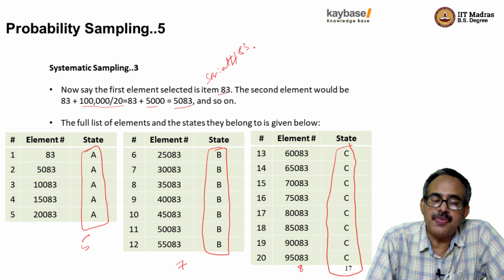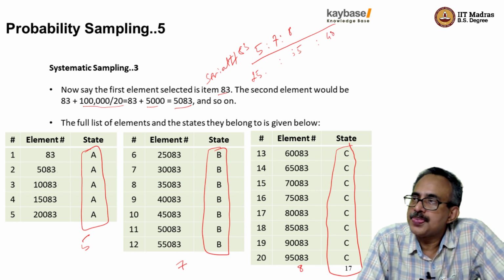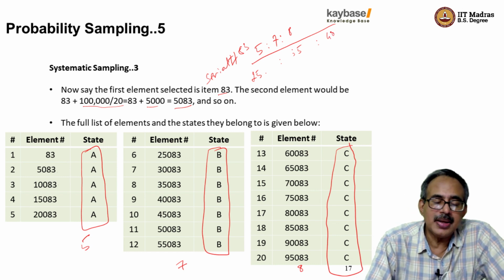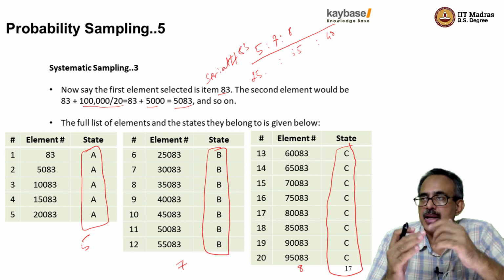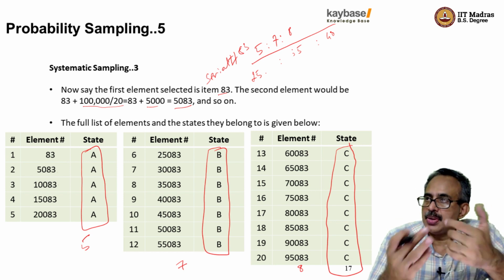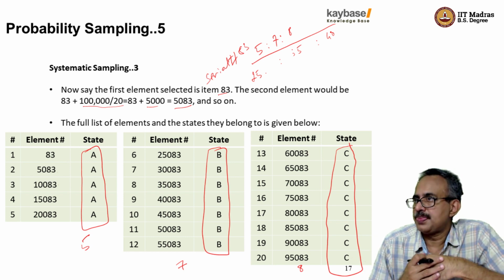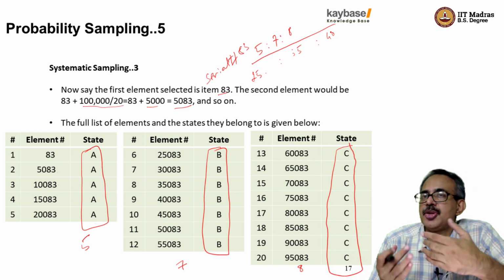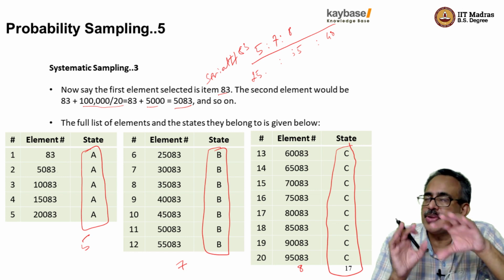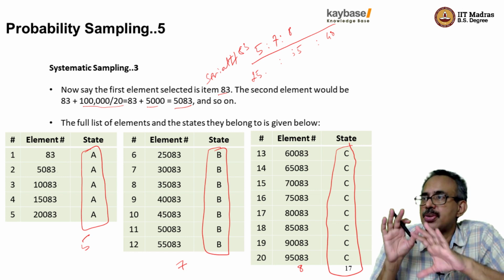Now, is 5 is to 7 is to 8 the same as 25,000 is to 35,000 is to 40,000? So state A has contributed in the sample equal to the ratio in the population. Likewise state B, likewise state C, which is why it is called probability proportionate to size.